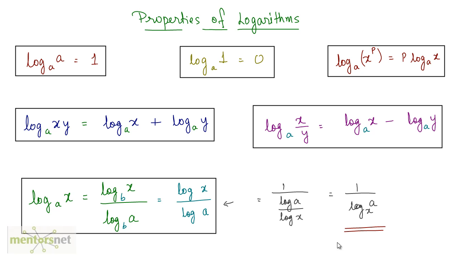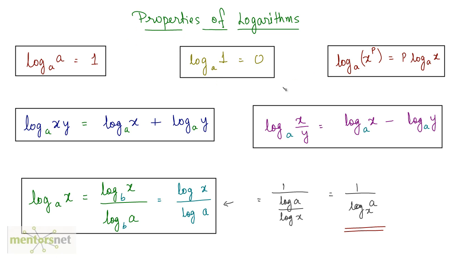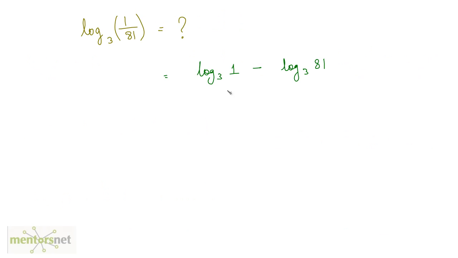Alright, let us solve one problem relating to these properties. What is the log of 1 by 81 to the base 3? Well, we can apply a property of logarithms here. This can be written as log to the base 3 of 1 minus log to the base 3 of 81, isn't it? This property, right? Log to the base a of x by y is equal to log x to the base a minus log y to the base a. So we have used this property.